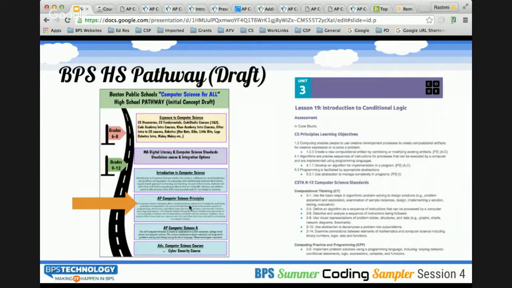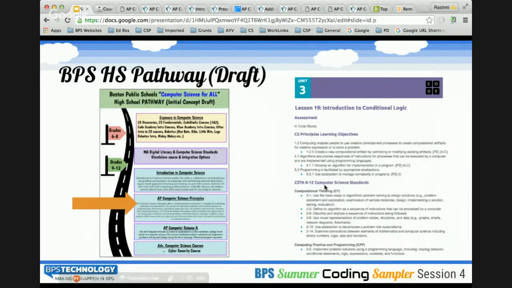What you're seeing right now is an example of the BPS HS pathway, which comes out from some of the teacher discussions that we've had. AP Computer Science comes after the Introduction to Computer Science Principles, which is what we are recommending. On the right, you see a quick lesson plan. I've cut down the lesson objectives and details, but kept the CS principal learning objectives and the computational thinking CT and computational practice and programming, which are called CPP objectives.